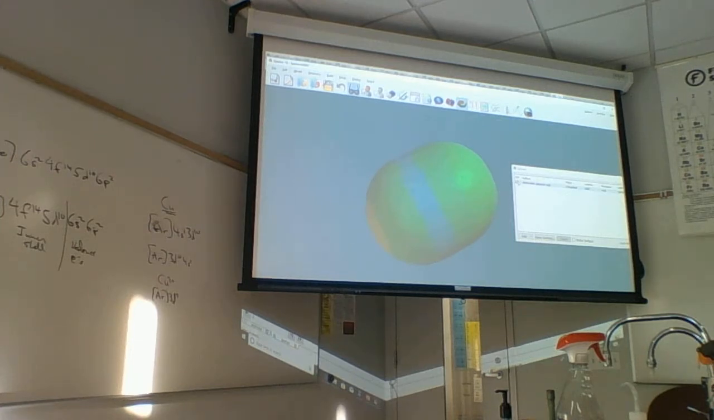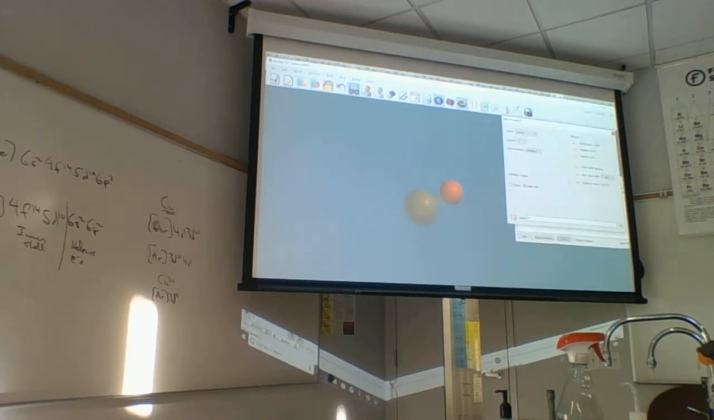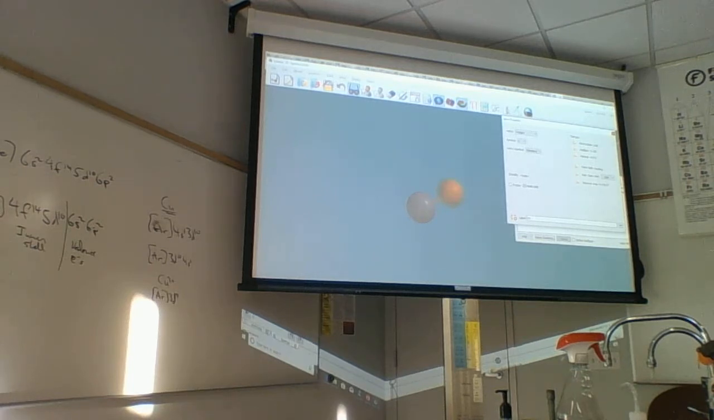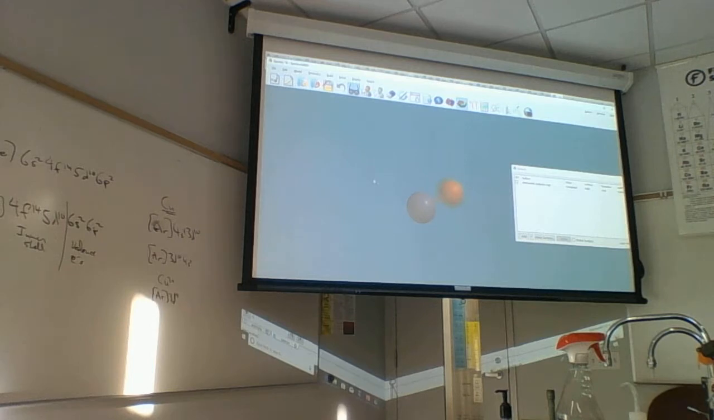What we can do is we can look at the charges on these. Let's take a look at the charge on this carbon. Electrostatic charge is slightly negative here. The charge on the oxygen, slightly positive. That's carbon monoxide. Let's continue on. Other questions?